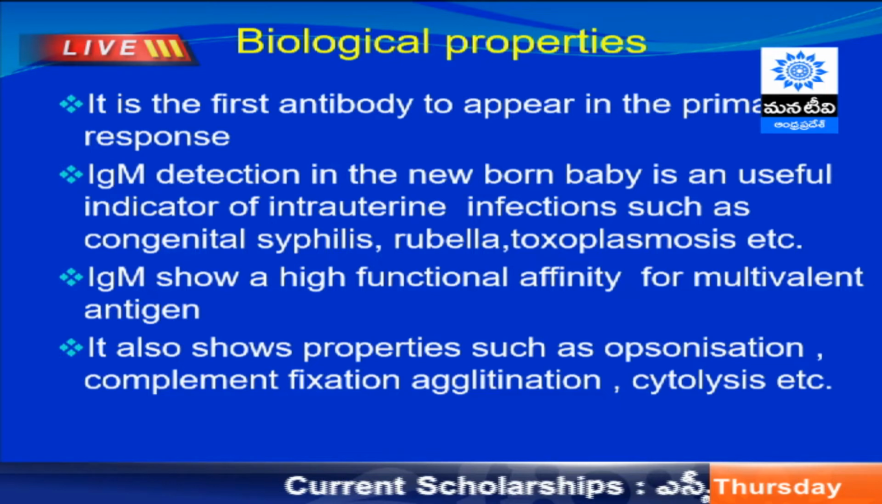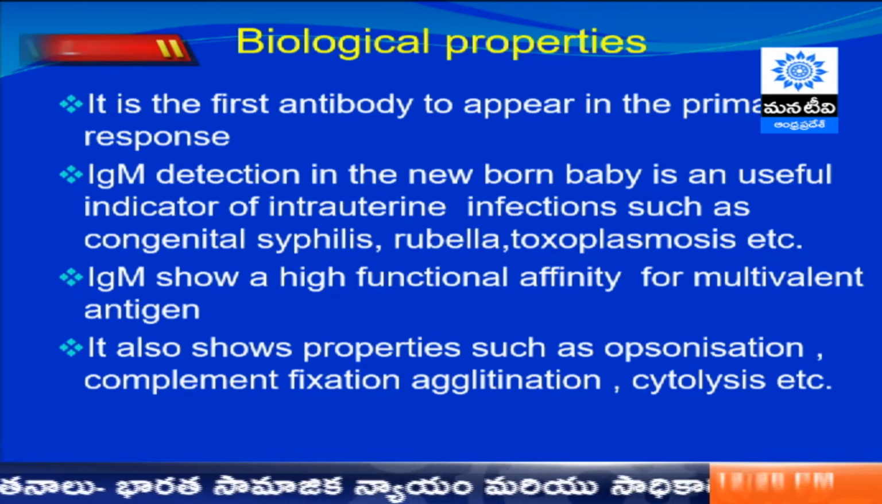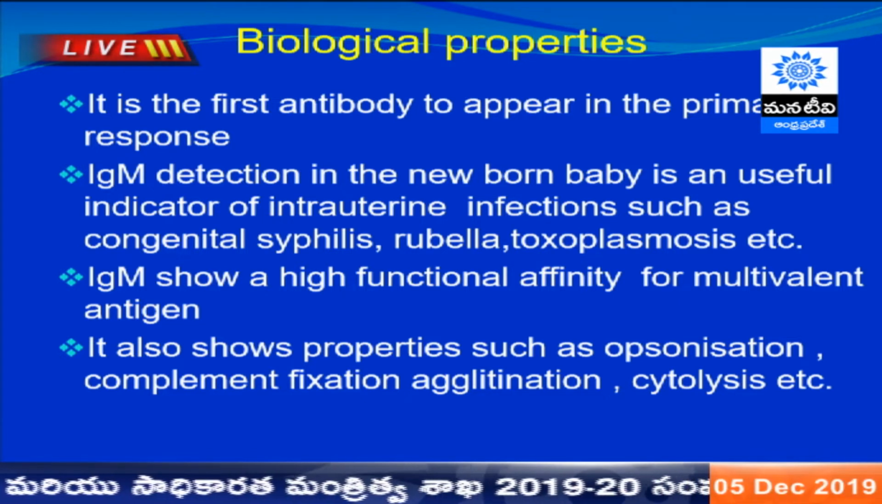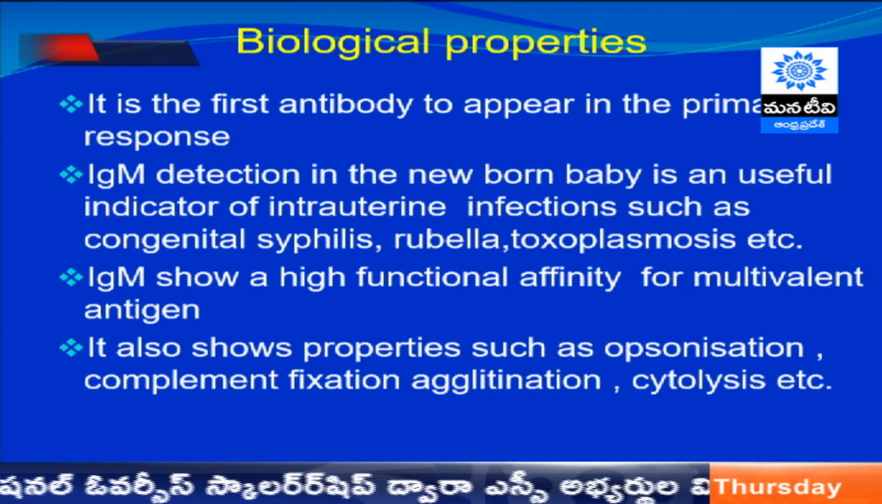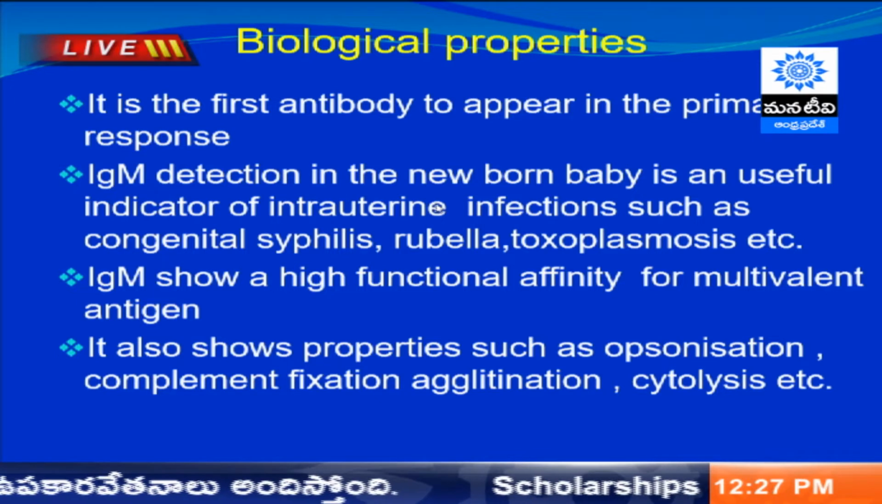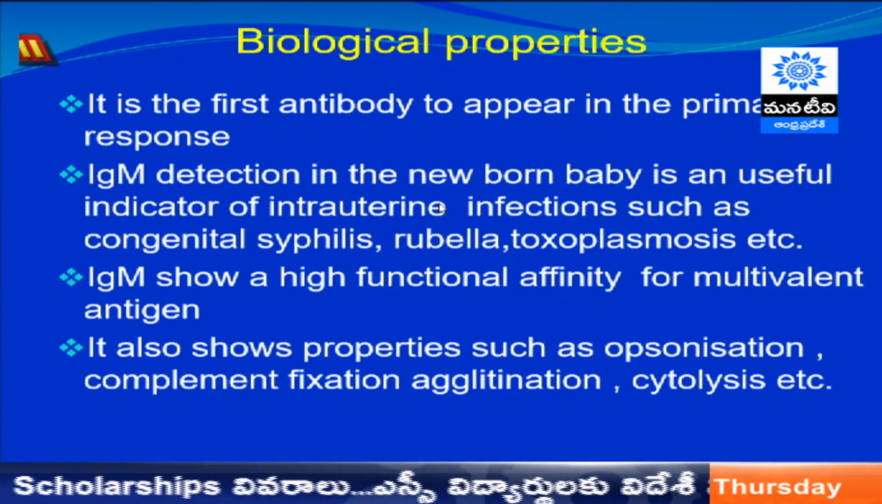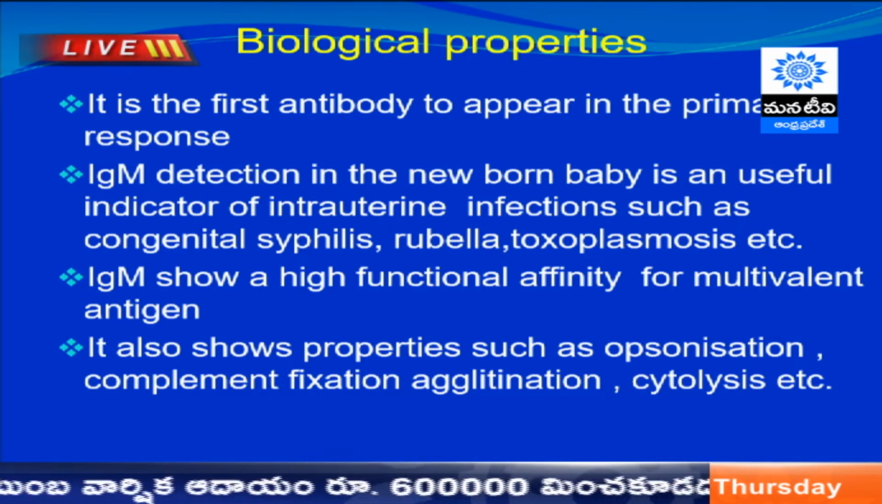Coming to the biological properties of immunoglobulin M. It is the first antibody to appear in the primary response. Whenever the antigen enters the body, the immune cells show their response in a stepwise manner, that is, primary response, secondary response, and so on. So, it is the first antibody that is produced during the primary response itself. When IgM levels are detected in a newborn baby, it gives a useful indication that the baby is suffering from an intrauterine infection such as congenital syphilis, rubella, toxoplasmosis, etc. So, whenever a newborn is detected with immunoglobulin M antibodies, it indicates that the newborn is suffering from certain infections.